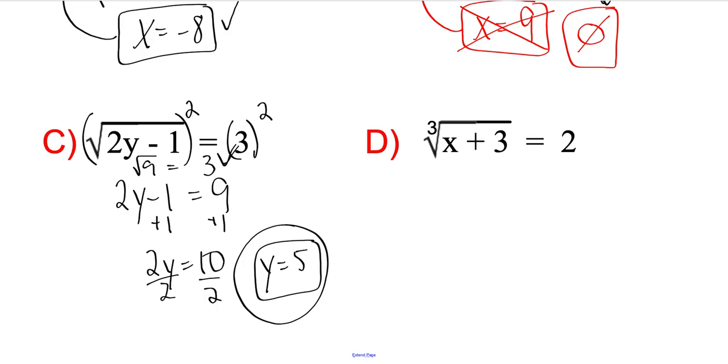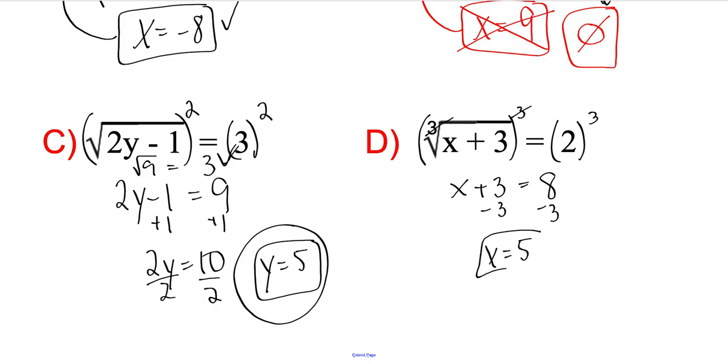How do we get rid of that cube root? Well, we have to cube both sides, okay? Because we have to get rid of that index. And then we have x plus 3 on the left and 2 to the third. That's an 8. And then to finish out, we'll have to subtract 3. And we get x equals 5.